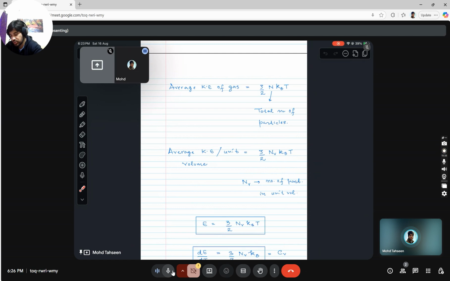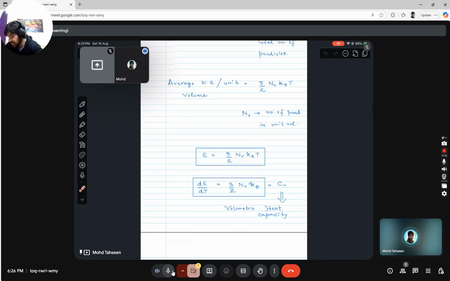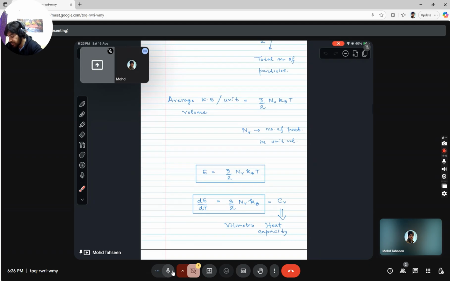for the kinetic energy per unit volume. So this is now like the energy density of our gas, and if we differentiate this energy density with temperature, it gives us the rate of change of energy per unit temperature. So this derivative gives us the idea of heat capacity, because this energy is the thermal energy. If we look at the expression of energy here, it scales with temperature linearly, right?